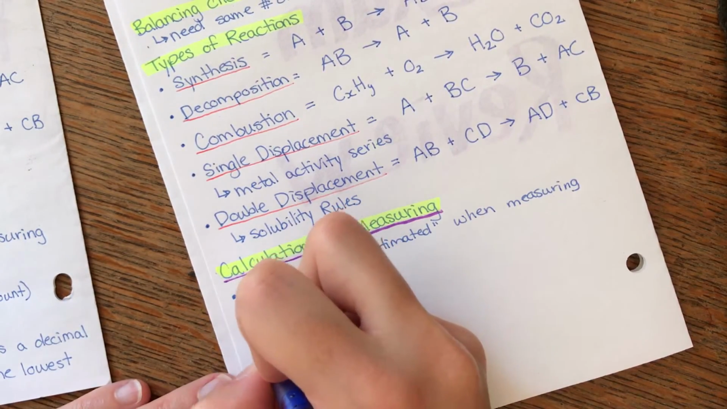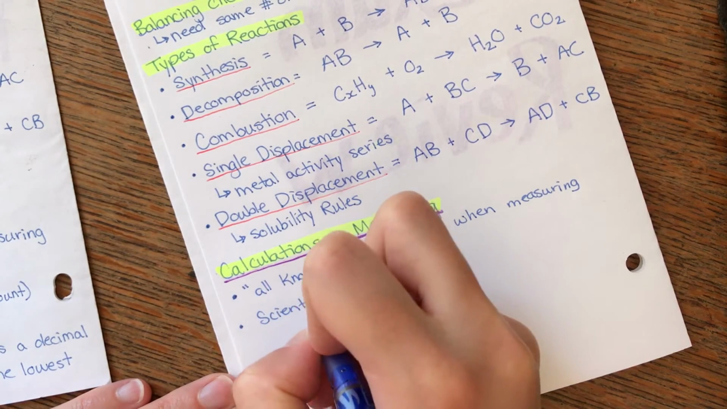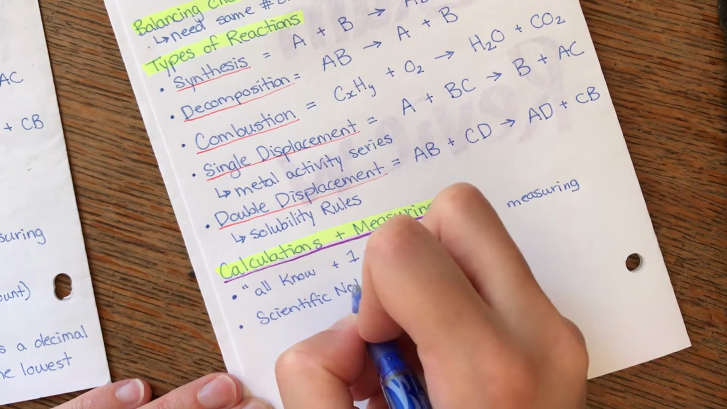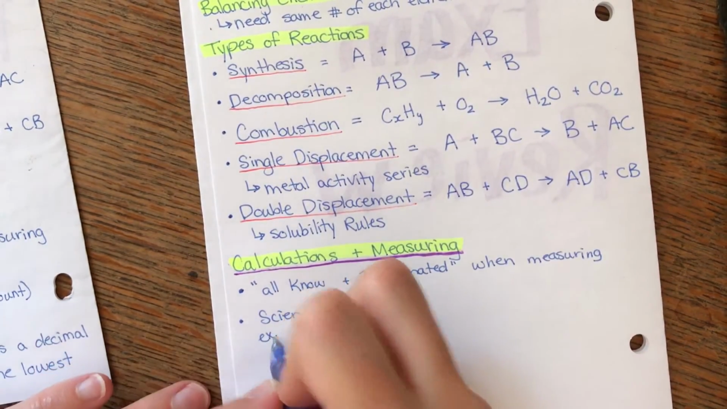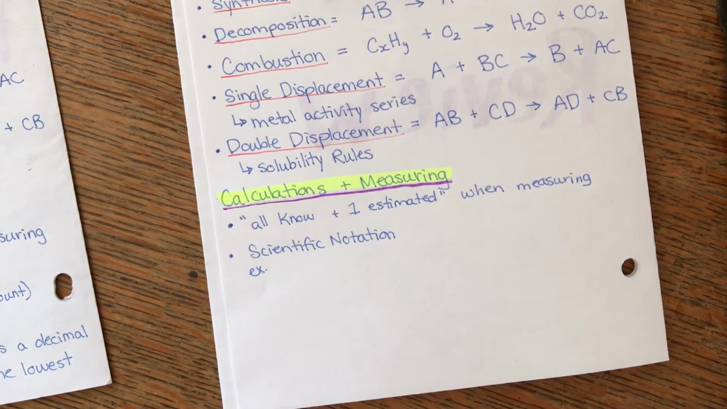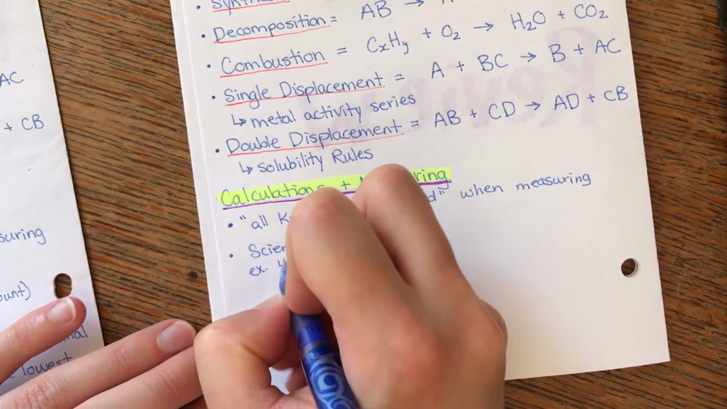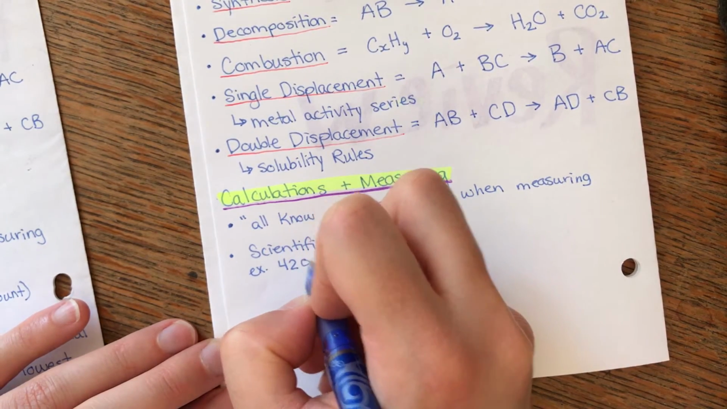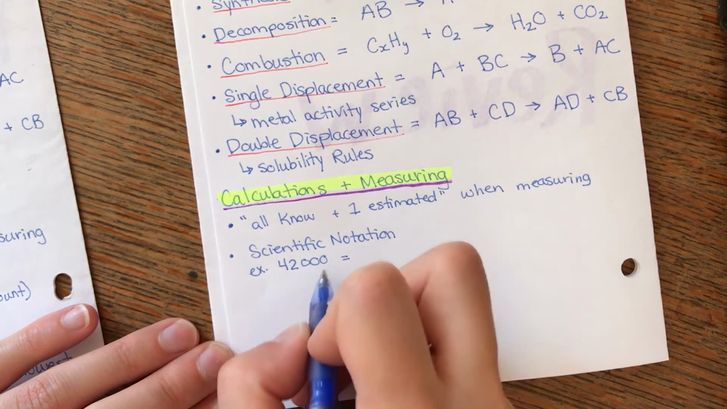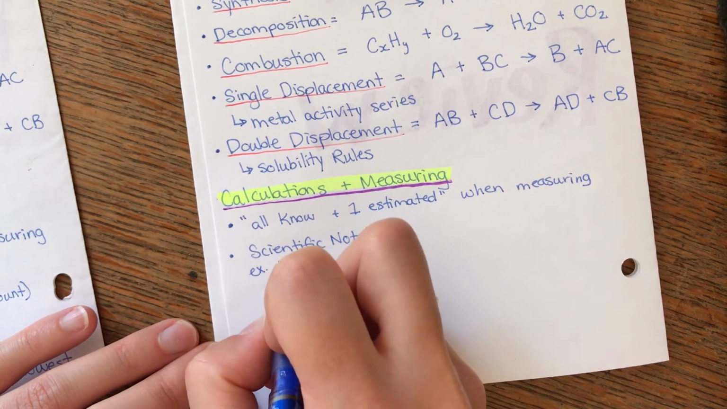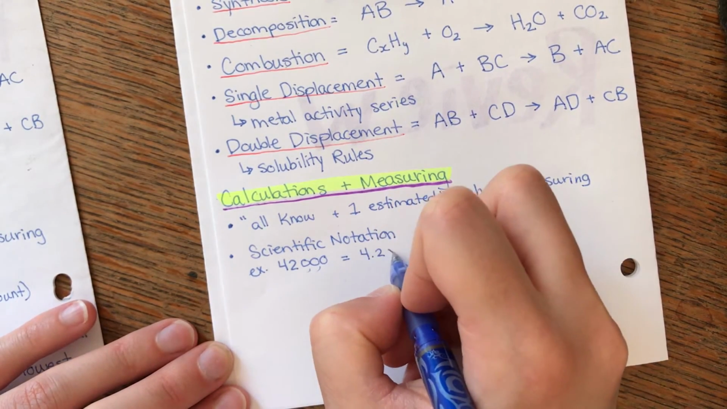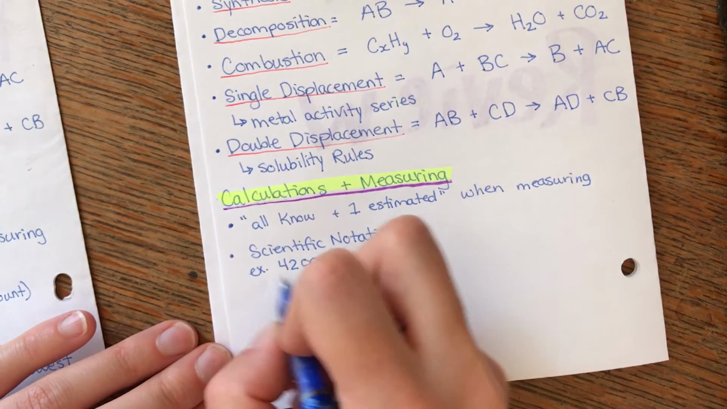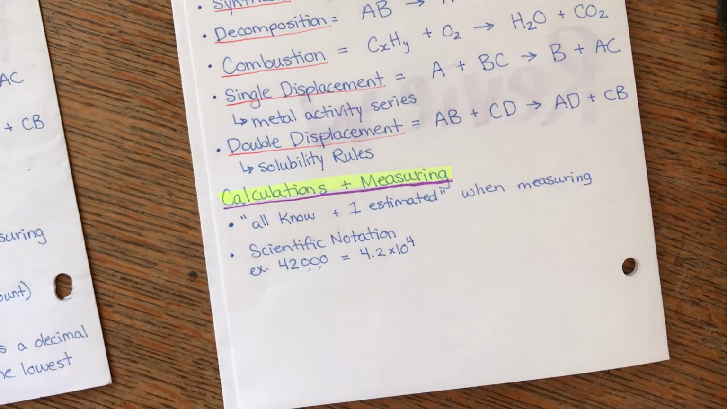For scientific notation, we'll give an example here. So you might need scientific notation if you have an answer that requires a certain number of significant figures. So something like 42,000, if I turned this into scientific notation, I would take the decimal place and I would move it over so I only had one non-zero number in front of it, and it would become 4.2 times 10 to the power of however many times I moved the decimal place, which in this case is 4.